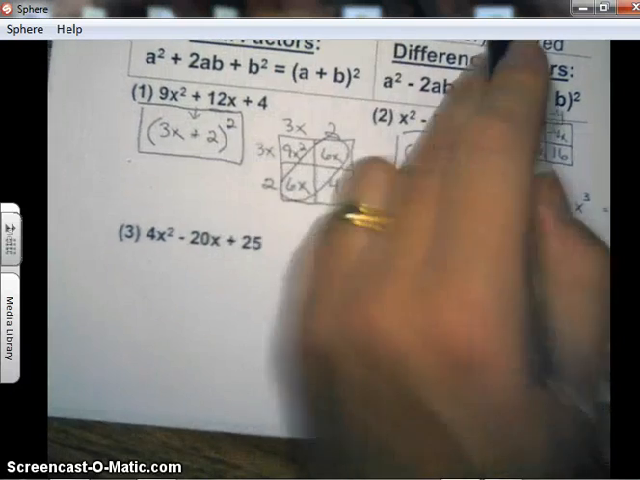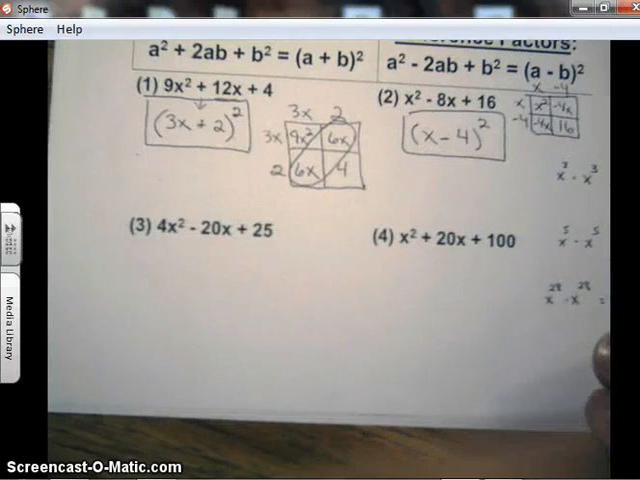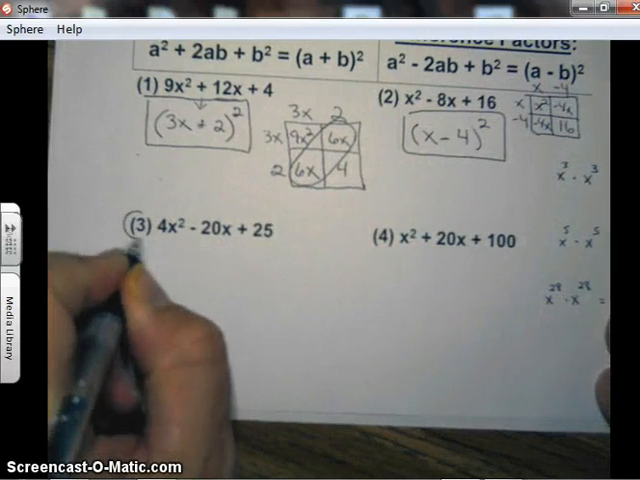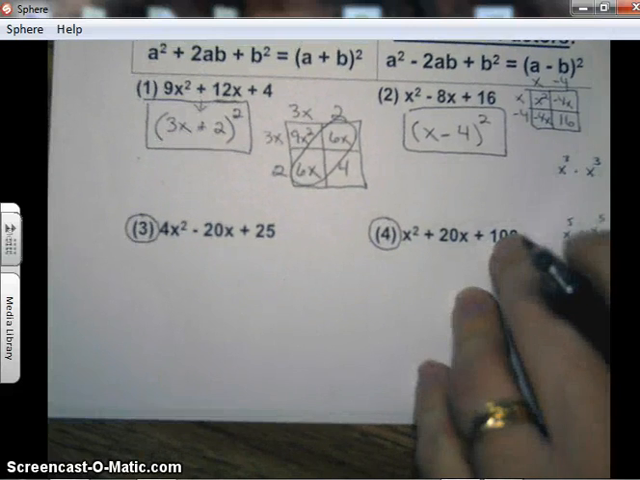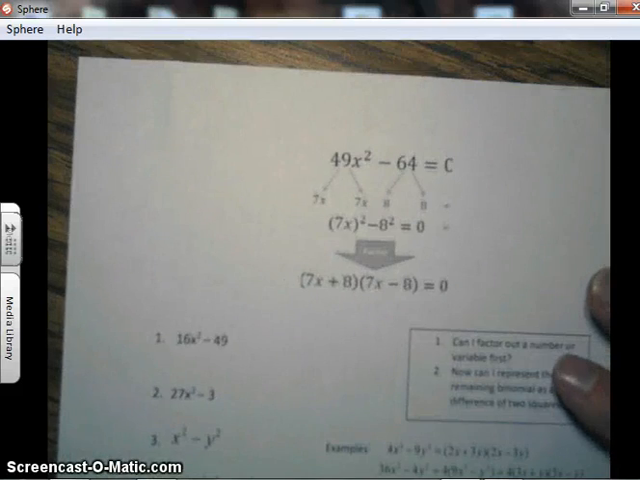Those are perfect square trinomials. So here's your opportunity to practice perfect square trinomials. Now let's take a look at the difference of two squares.